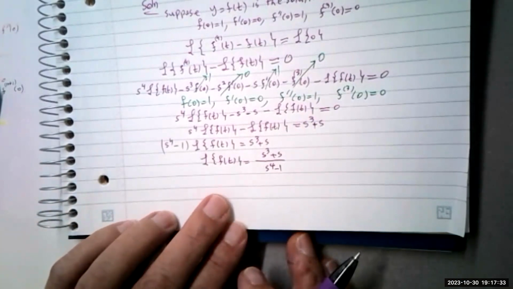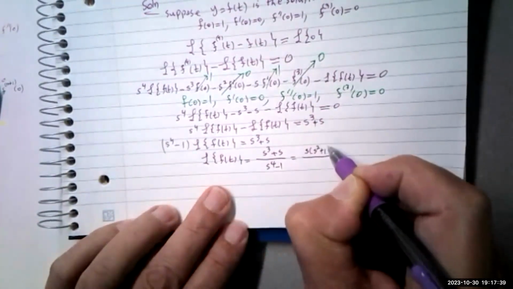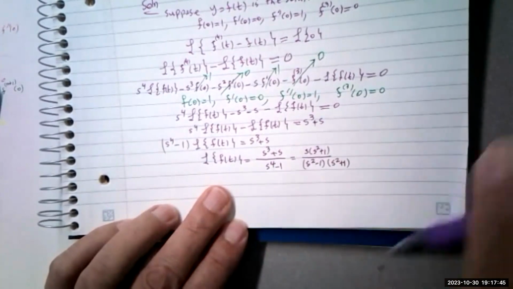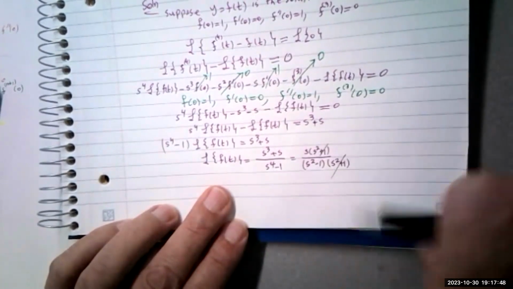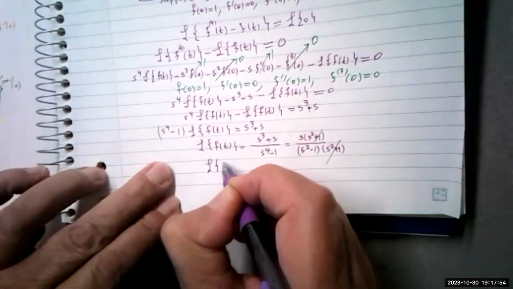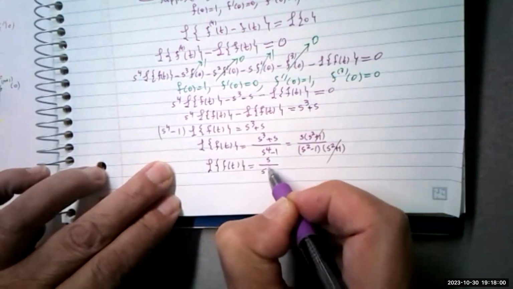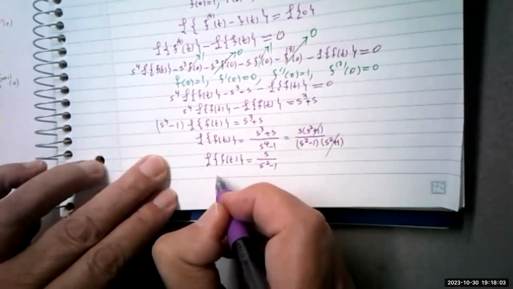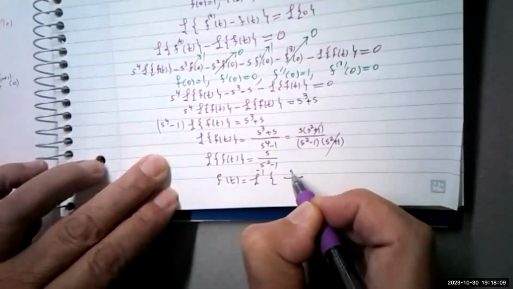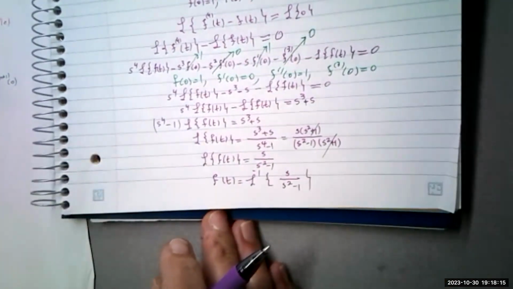That gives you s squared plus 1, and the bottom one is s times s squared plus 1, and this would be s squared minus 1 times s squared plus 1. So these two will cancel out. So you arrive at the Laplace of f of t being equal to s over s squared minus 1. And f of t would be the Laplace inverse of s over s squared minus 1. s over s squared plus 1 is cosine of t.